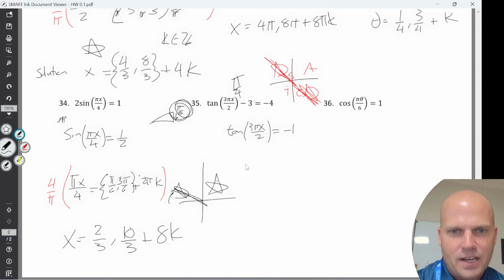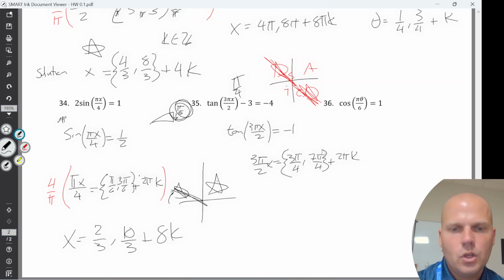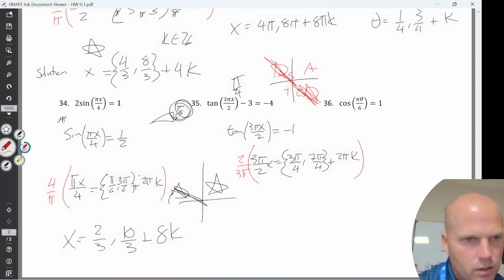4 pi over 4 minus a pi over 4 is 3 pi over 4. These are my angles: 3 pi over 4, and 8 pi over 4 minus pi over 4 is 7 pi over 4, plus multiples of 2 pi. Times 2, divide by 3 pi everywhere you see it, giving your solutions. Times 2 divided by 3 pi.